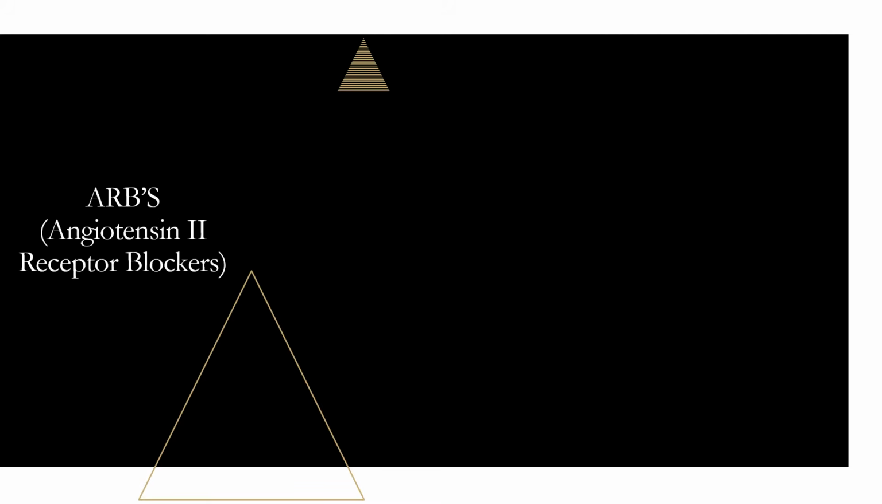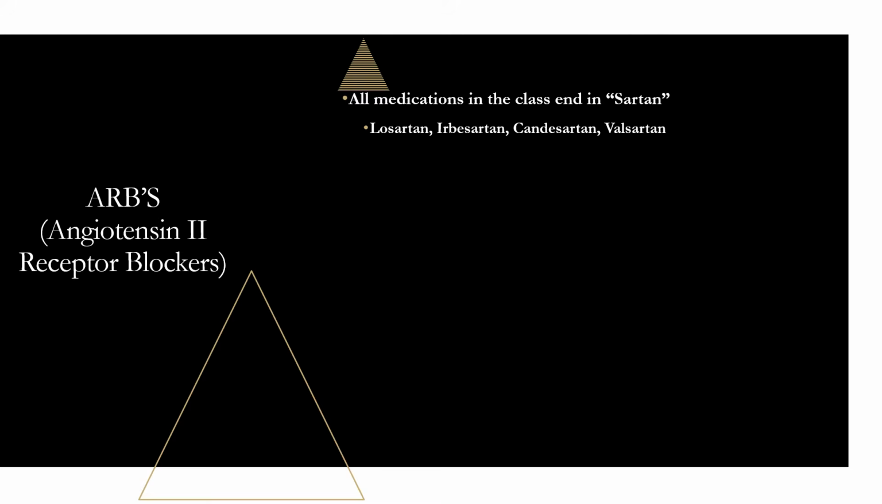Okay, so let's move on to the cousin of ACE inhibitors, and that's going to be ARBs. So angiotensin II receptor blockers. So all medications in this class end in sartan. So losartan, irbesartan, candesartan, and valsartan.